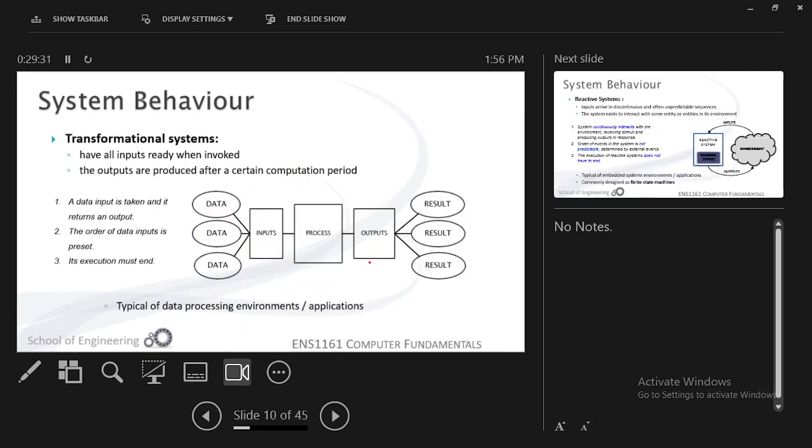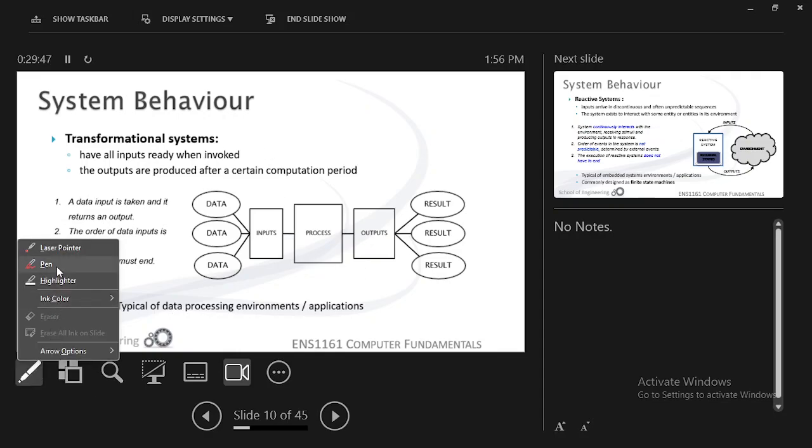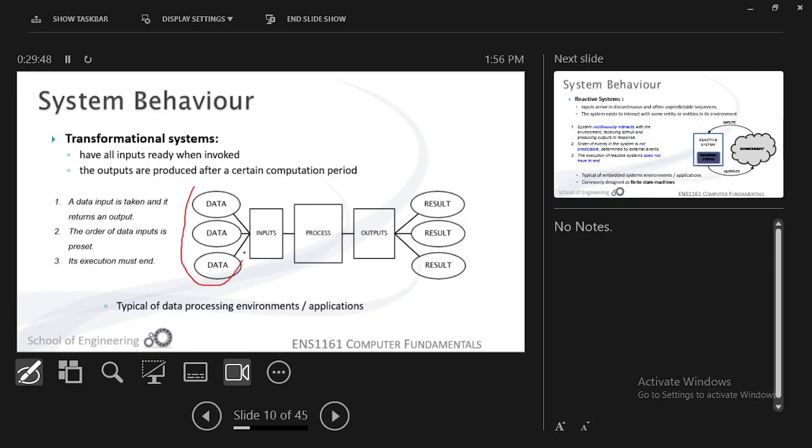Some system behavior is given here. Transformational systems have all inputs ready when invoked. The outputs are produced after a certain computational period. As an example, you can see this diagram clearly representing three different levels of data: inputs, processing, and outputs. Right? Finally, we have results. So this is the standard structure. Data converts into a result and information at the end of the day. Somehow we have an input, processing, and output cycle.